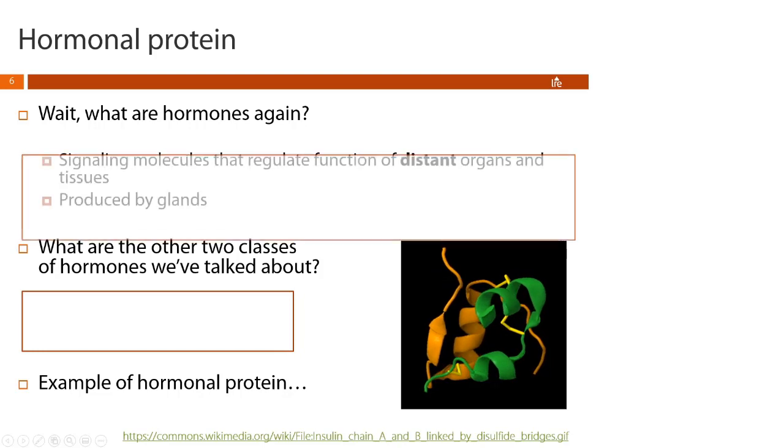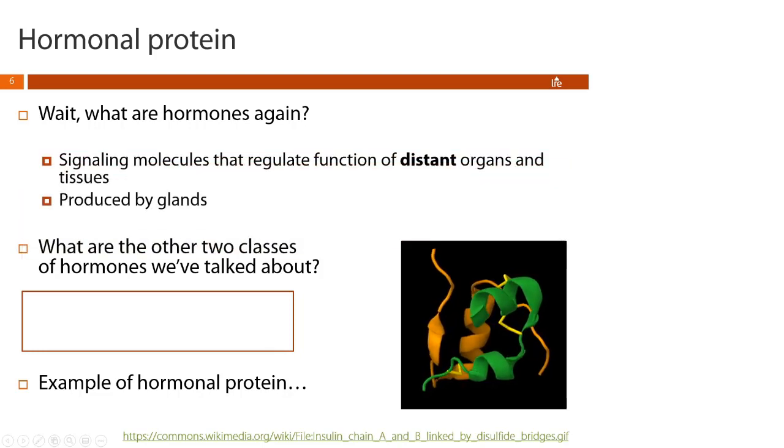So that's right, a hormone is a signaling molecule. Hormones are signaling molecules that regulate the function of distant tissues. So they are produced somewhere else in the body. They're produced in glands, and then they travel through the circulatory system to somewhere distant and regulate certain functionality there.